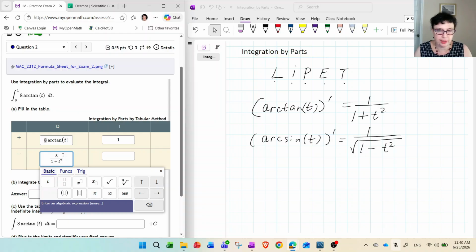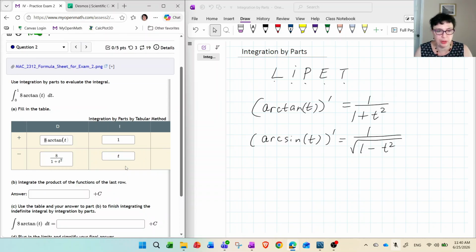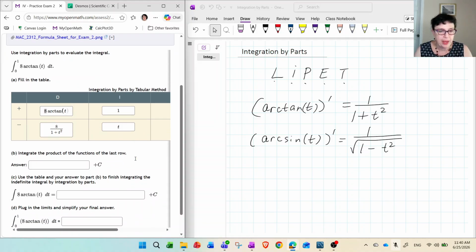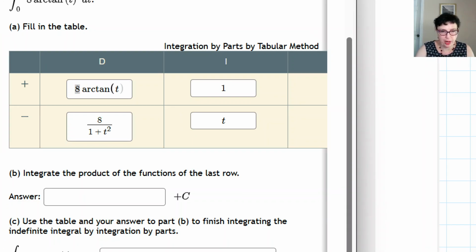So this is what I get, and 8 I'm going to keep on the top. At the same time, the integral of 1 is t. Remember, what do you have to take the derivative of to get 1? Well, t. Okay, so how does the tabular method work? The first thing you have to do is multiply diagonally across. So you're going to take this right here and multiply this way.